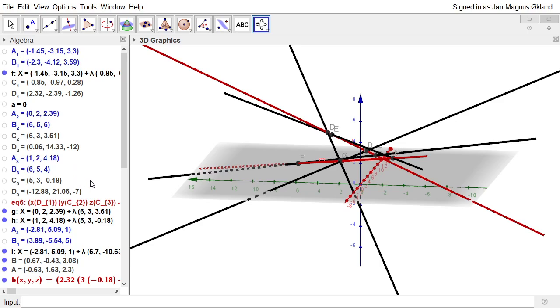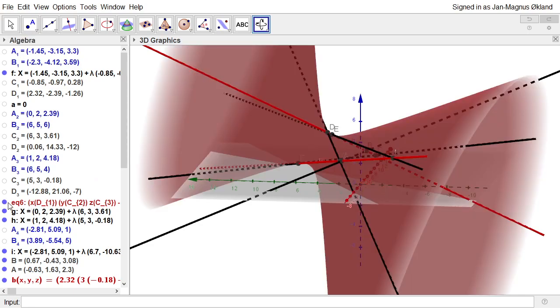We only need the Plücker coordinates of the first 3 because we have the equation of the hyperboloid in terms of the Plücker coordinates.